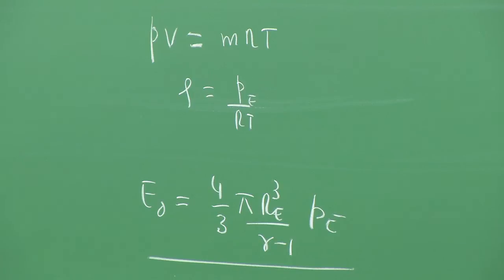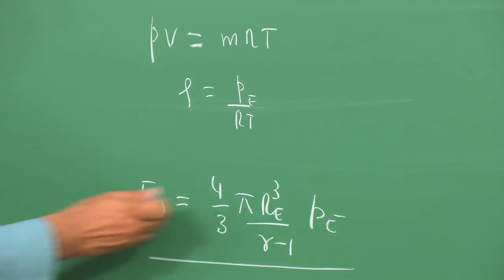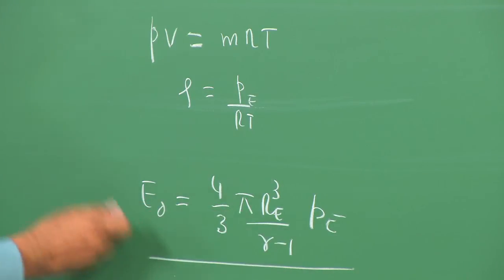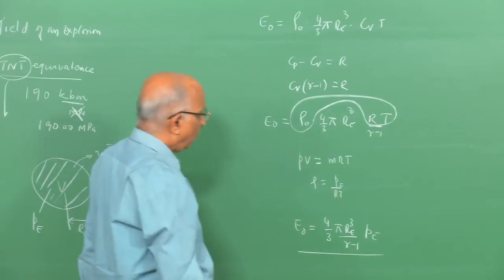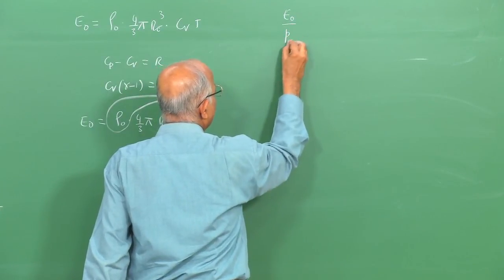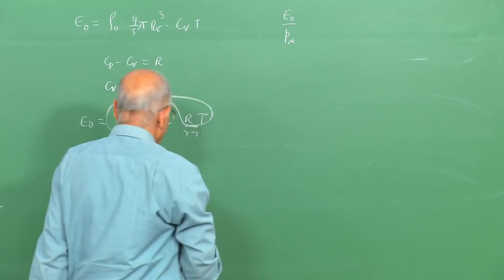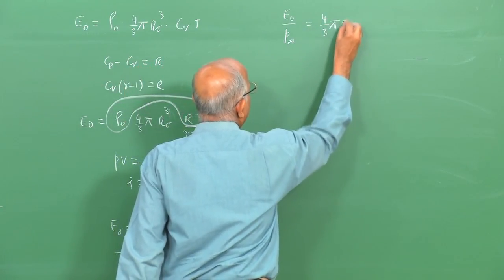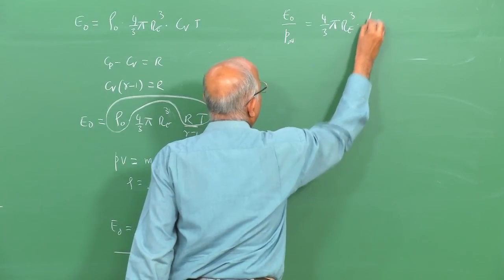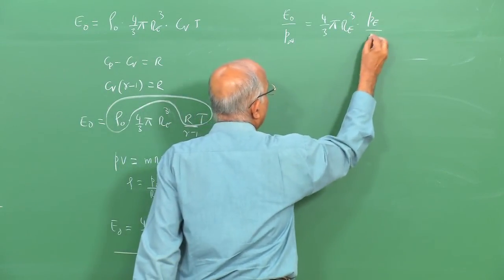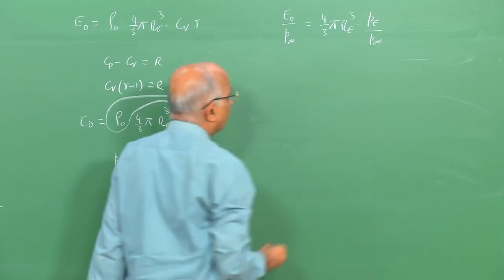Now, I want to get some idea on the influence of RE, therefore, I divide both the left hand side and right hand side by the ambient pressure, and what is it I get? I get E0 by the ambient pressure, which I call P ambient, is equal to 4 upon 3 pi RE cubed into the pressure of the source which is driving it divided by the ambient pressure.